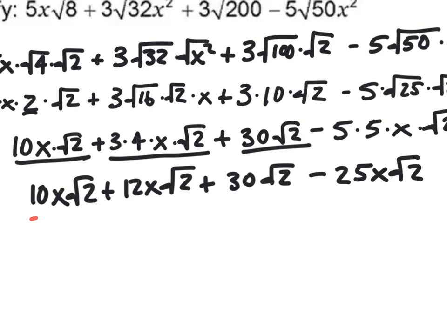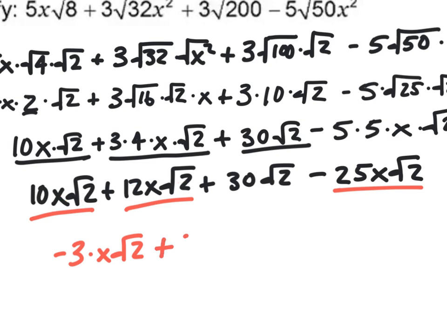So I'm going to underline all these that contain an x and a square root of 2, and I'm going to combine those. So I've got 10 plus 12, which is 22, minus 25, which is negative 3, times x times the square root of 2. Again, I'm just taking these numbers, adding them, and then keeping the x square root 2.